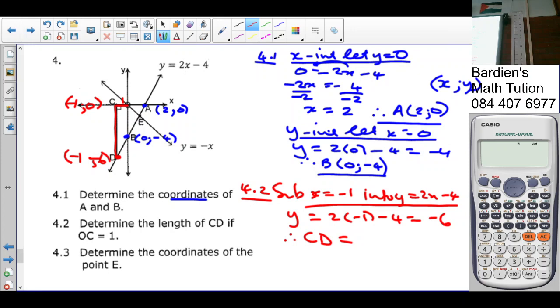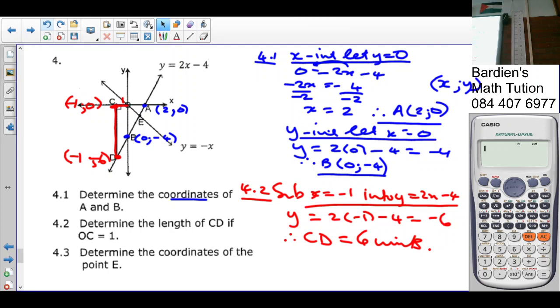6 units. Or we can say 0 minus 6, the top minus the bottom, which is 6 units. This is worth probably 2 or 3 marks. 3 marks. So know these things, people.